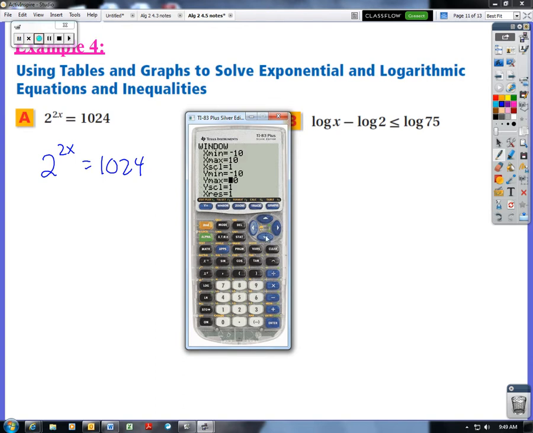Now, 1024 is a horizontal line, so I know in my window my y max has to be bigger, at least 1024. I'm going to make it, how about 1500? You don't really have to make it that big. Maybe I'll make it 1100. And the x's I might need a little more than 10. Let's try 20. Let's see what happens if I graph it. Oh, good. So where they intersect is where our solution is going to be. We find that by doing second trace, intersect, enter, enter, enter, and it's when x is 5.